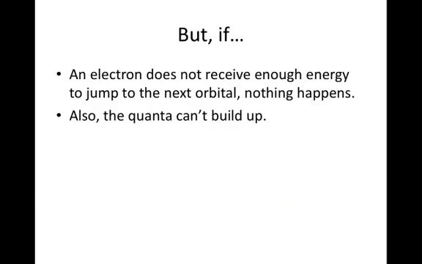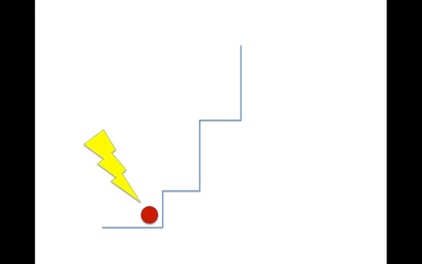But if an electron does not receive enough energy to jump to the next orbital, the next quantum level, nothing happens. Also, the quanta can't build up. So if the electron is hit with sufficient energy to jump to the next level, it jumps to the next level, and then it bounces back down. Here we see it hit with a very small amount of energy. And so it will try to jump up to the next level, but won't make it, and it falls back down, because it didn't get hit with a full quantum of energy.